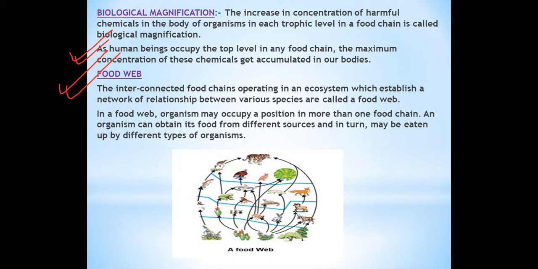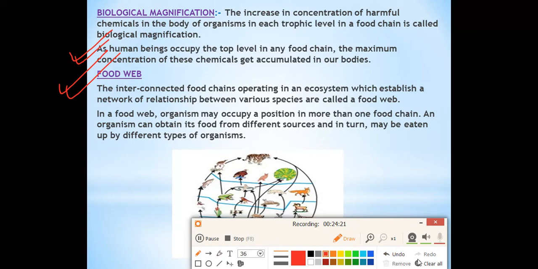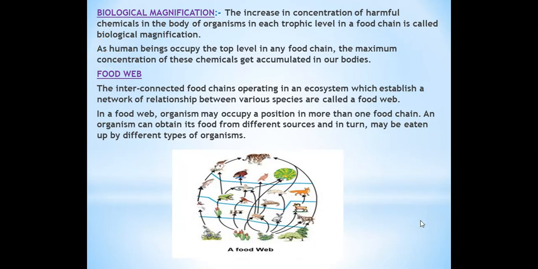An organism can obtain its food from different sources and in turn may be eaten by different types of organisms. So you can see in this picture so many food chains are there. One organism can be present in different food chains, and they all are interlinked and can be eaten by different types of organisms. So this is an example of a food web.